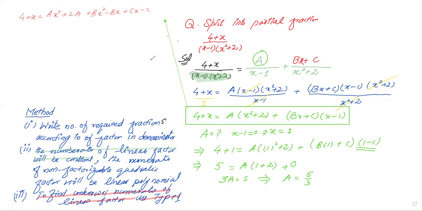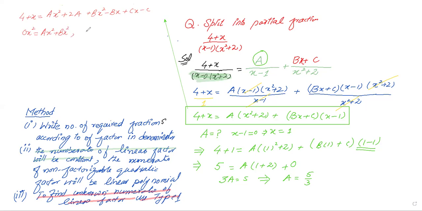And we have this one. I have to arrange this thing: ax squared plus 2a plus bx squared minus bx plus cx minus c. Now you have to compare the like terms. On the left hand side, there are no terms of x squared. So you have to write 0x squared is equal to, there are two terms of x squared, that is ax squared plus bx squared. That is called the first equation.